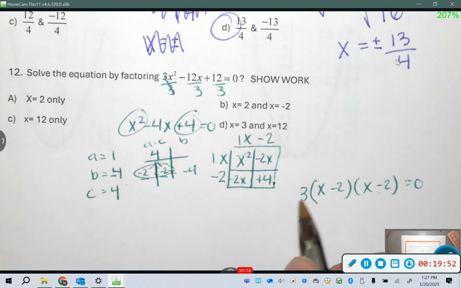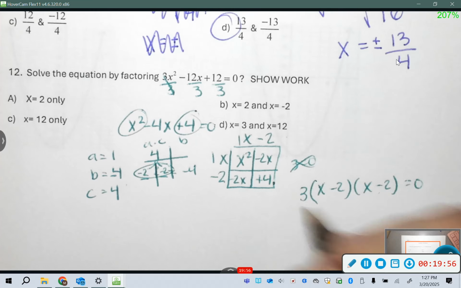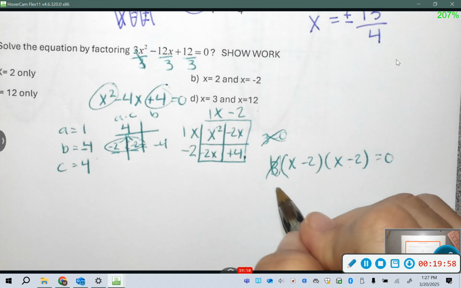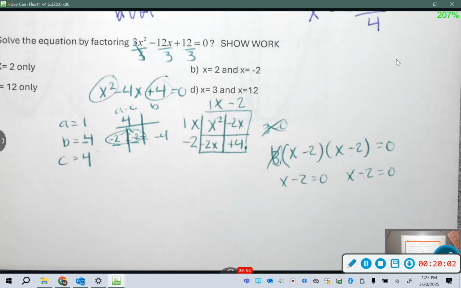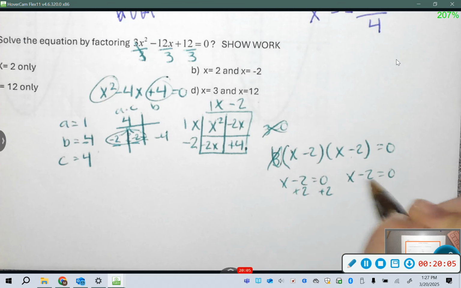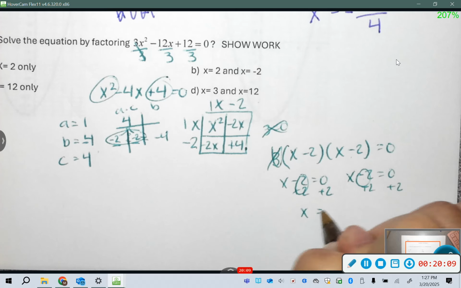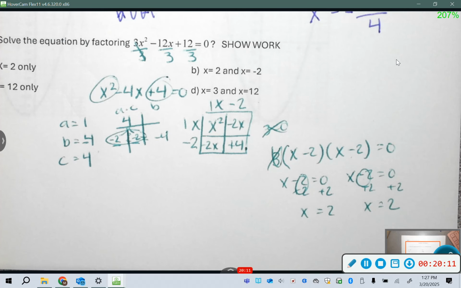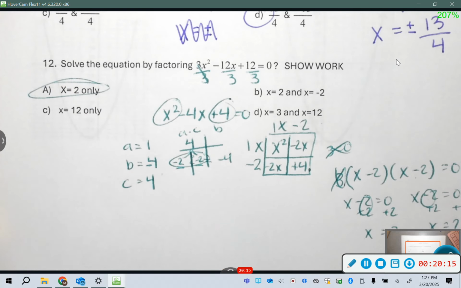Well, remember, when my GCF is just a number, if I were to set that equal to 0, it doesn't change anything. You can't solve, so we can ignore our GCF. And I'm going to set my two factors equal to 0, and I want you to realize they're the exact same thing. So if I add 2, I'm going to have to do that here as well. And I get x equals 2, x equals 2. Well, they can't touch twice at the same spot, so what that means is it's only 2.